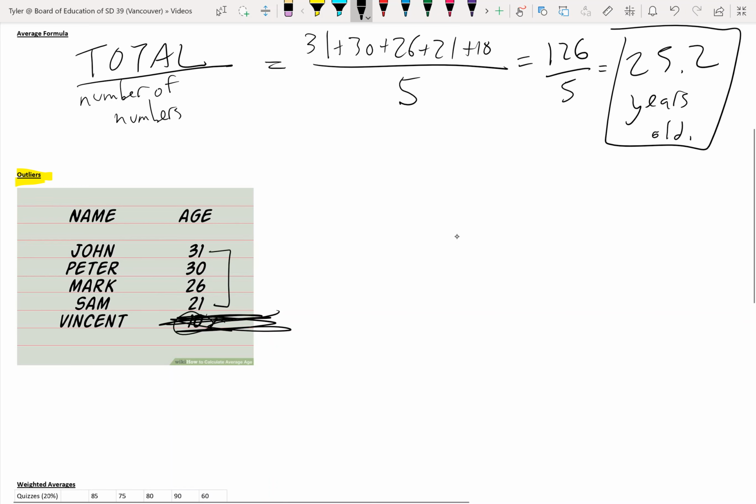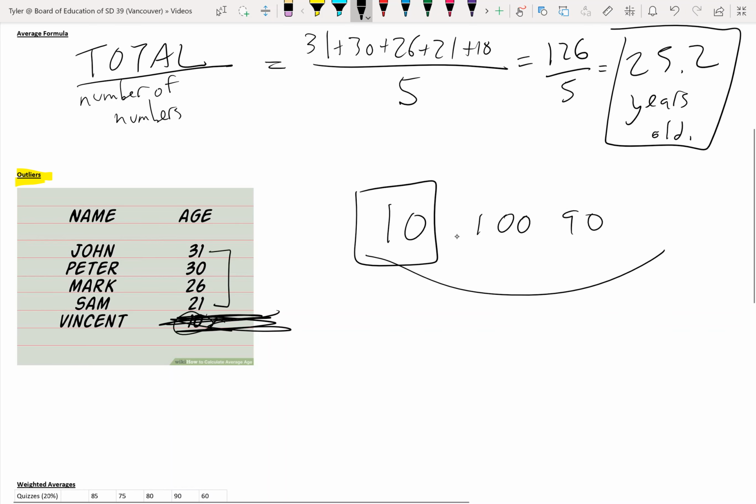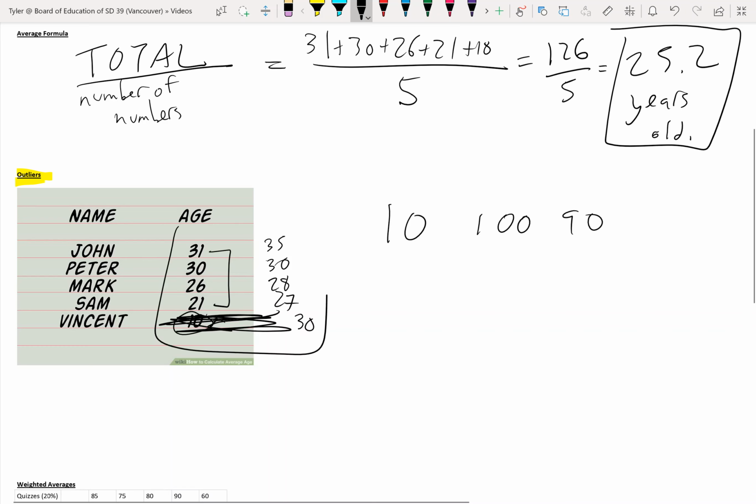Now, the more numbers you have, the easier it is to take out an outlier. When you only have a few numbers, it's hard to take out an outlier. So if you had like 10, 100, and 90, obviously 10 is very different, but you only have 3 numbers, so it's hard to take it away because that takes out like a third of the numbers. In this case, there was 5, so taking away 1 is okay. It'd be a lot easier if we had other numbers like this. So if we had 10 numbers and we were just taking 1 out, that would be a lot better.